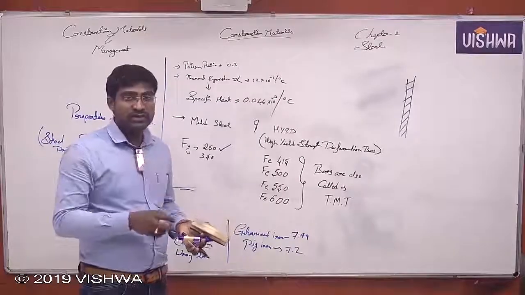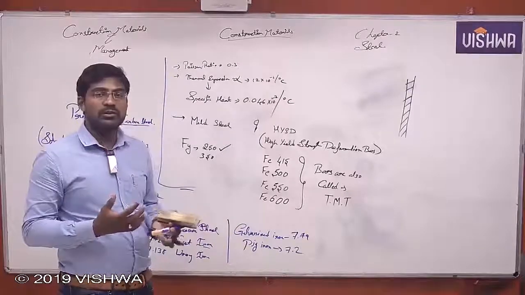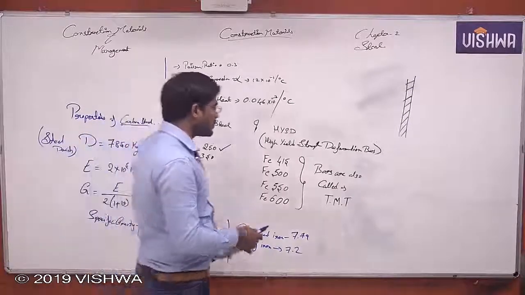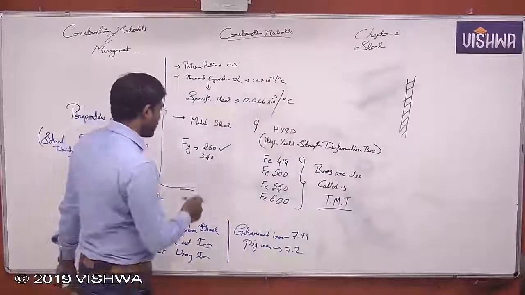Due to the gripping, we can have better bonding between the concrete and the steel. That is why we use TMT bars as reinforcement bars. So these are your plain bars.